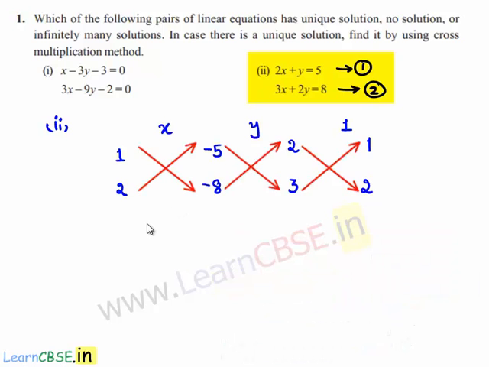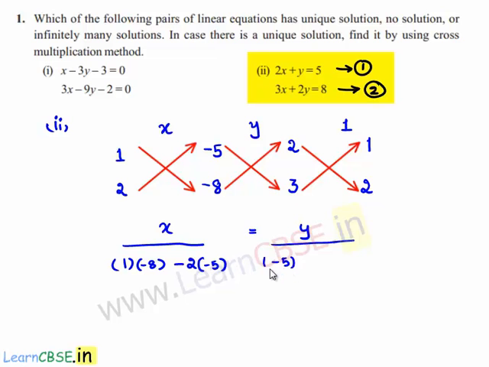Now by cross multiplication we can write x divided by 1 multiplied by -8 minus 2 multiplied by -5 is equal to y divided by -5 multiplied by 3 minus 2 multiplied by -8 is equal to 1 divided by 2 multiplied by 2 minus 3 multiplied by 1.